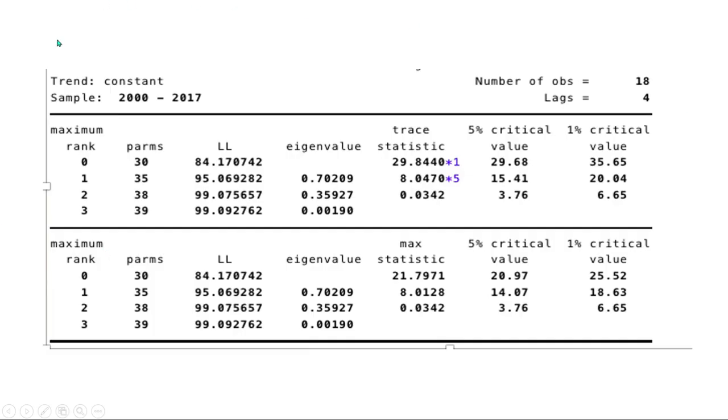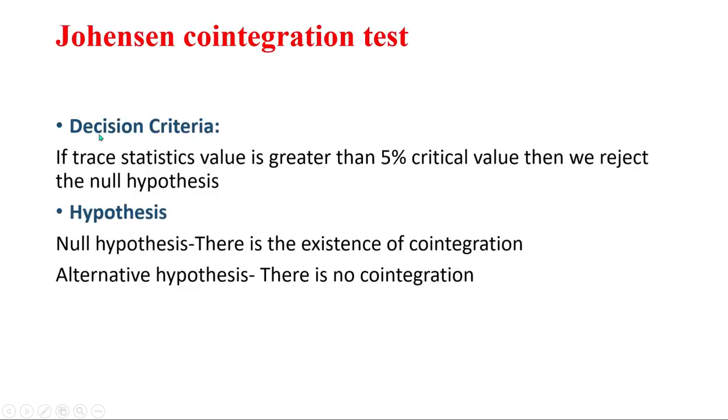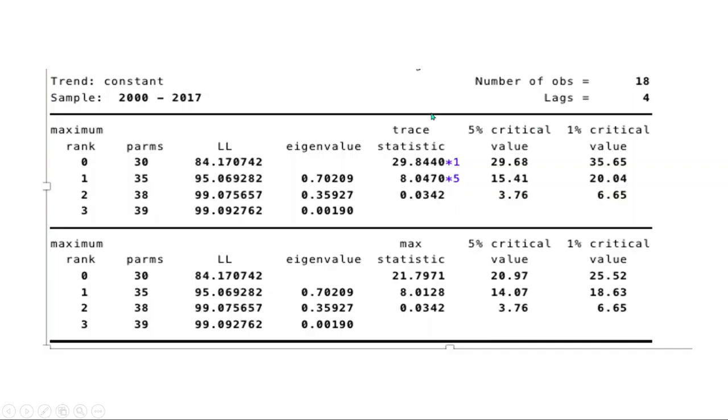After conducting the Johansen cointegration test you will get the result like this. The decision criterion for the Johansen cointegration test is: if the trace statistic value is greater than the 5% critical value, then we reject the null hypothesis. Here the null hypothesis is that there is no cointegration and the alternative hypothesis is that there is cointegration. If the trace statistic is greater than the 5% critical value, then we can reject the null hypothesis. That means there is cointegration.